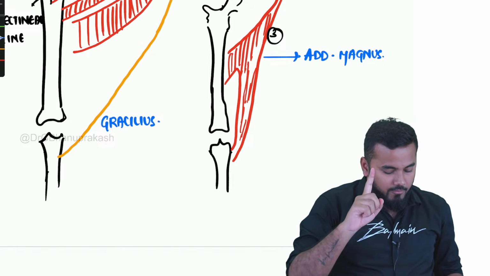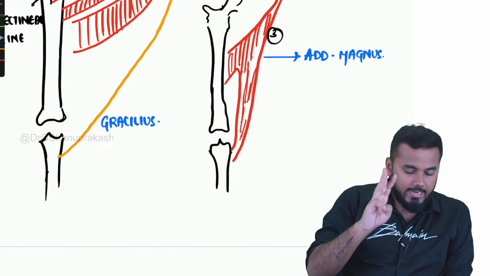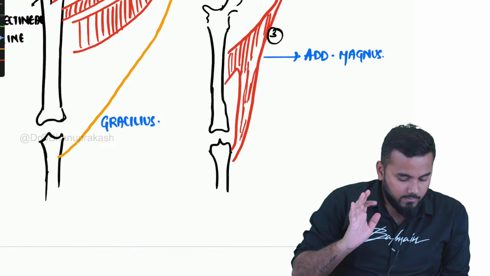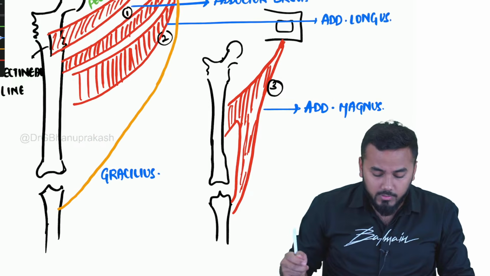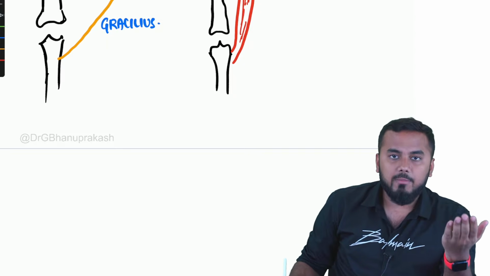Gracilis muscle. Very good. One is adductor brevis, two is adductor longus, three is adductor magnus. Perfect. Let us list it down. What are the muscles we have studied?